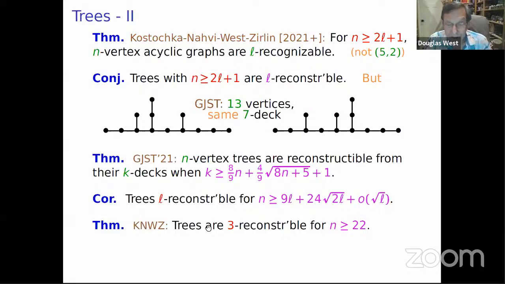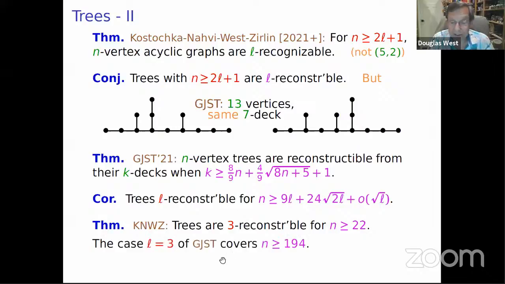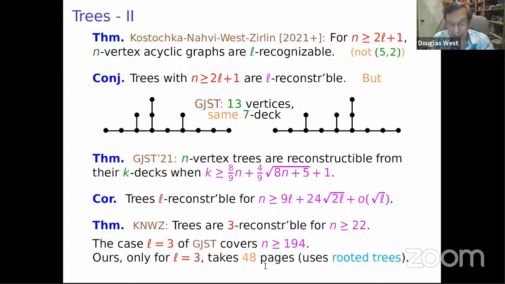We have a long detailed result showing that trees are 3-reconstructible when we have at least 22 vertices. The special case of their results when L equals 3 covers n being at least 194. But what we proved was only for 3-reconstructibility, and it took about 48 pages. So I don't think we're ever going to publish that.